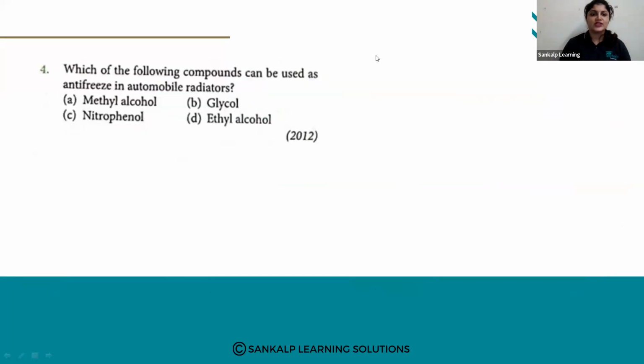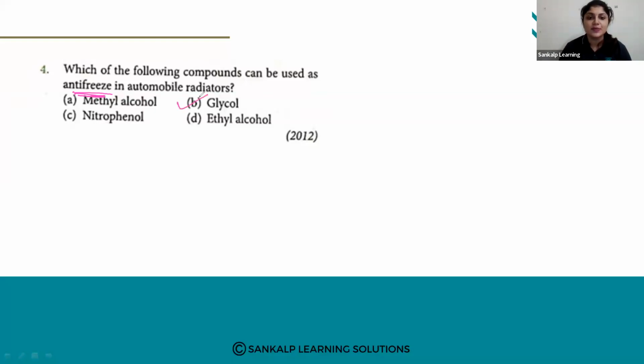Okay, so we'll go for the next question. Which of the following compounds can be used as antifreeze in automobile radiators? The options are A, methyl alcohol, B, glycol, C, nitrophenol, D, ethyl alcohol. So here, glycol. What do you mean by glycol?